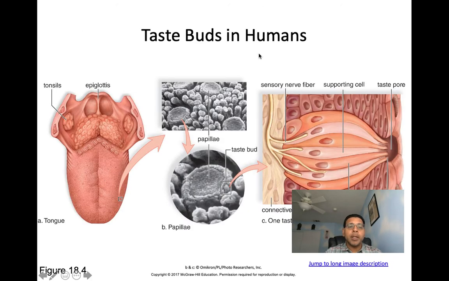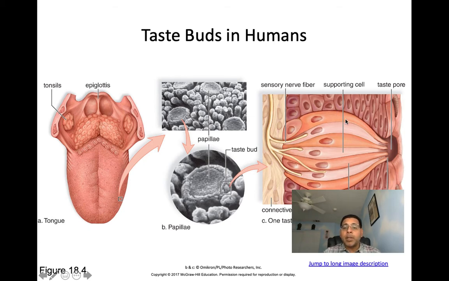So here we can see we've got the oral cavity, but mainly we're looking at the tongue. On the tongue, we've got various papillae. Here we can see those papillae in greater detail. Now when we look at these papillae in further detail, we can see we've got these taste buds on the sides. And this is what one taste bud looks like.